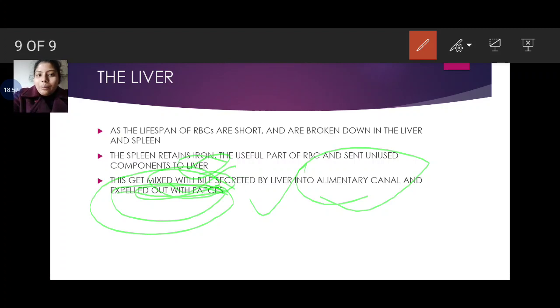So that's all about the organs that help in the process of excretion.